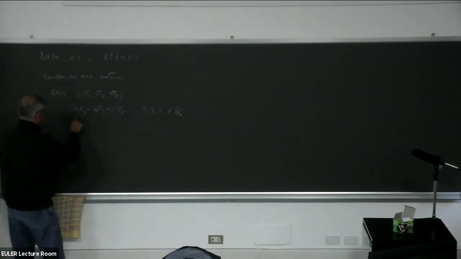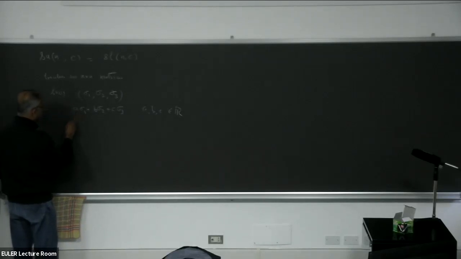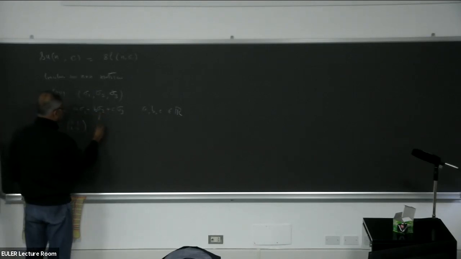Now if you look at this, sigma 1 is (0, 1; 1, 0), sigma 2 is (0, minus i; i, 0), and sigma 3 is (1, 0; 0, minus 1).